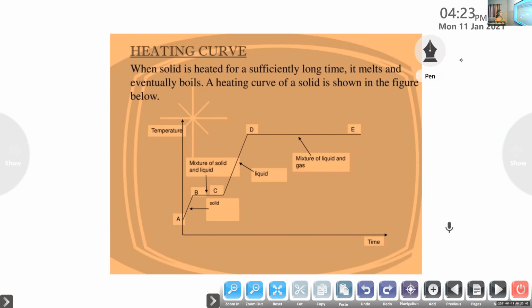When a solid is heated for a sufficiently long time, it melts and eventually boils. A heating curve of a solid is shown. For example, ice. From A to B, it is solid. Then from B to C, a mixture of solid and liquid. That is, it has slowly started melting, which means partially solid, partially liquid. You know the ice: slowly it becomes small pieces and the remainder becomes water. And this line shows it fully becoming liquid.